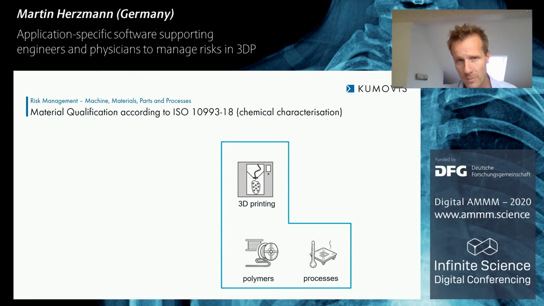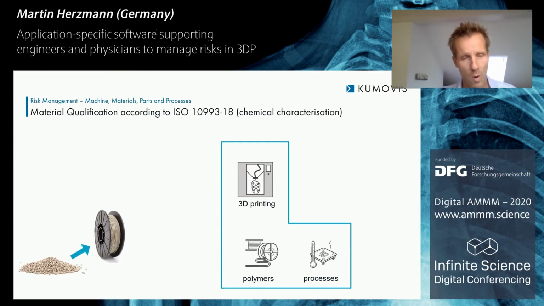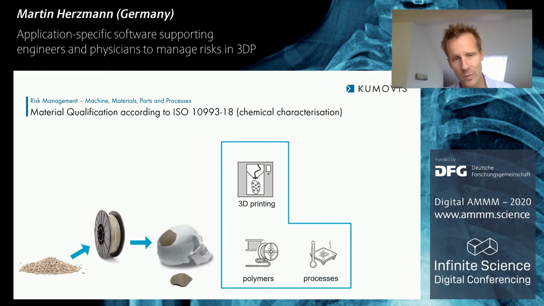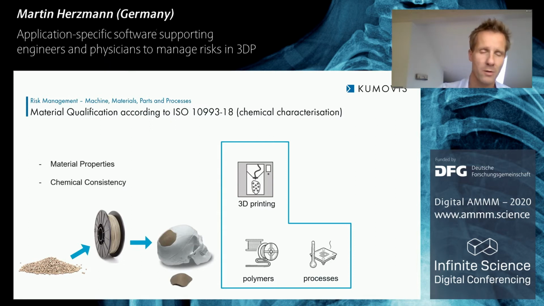And looking into the norms, the ISO norm 10993-18 talks about the chemical characterization, which means talking about medically released filaments. There are some in the market which can be bought commercially as filaments, but if you talk about specific filaments, you as a medical device provider, let it be the hospital or let it be a medical device company, must be able to prove that the chemical characterization coming from the raw material into the filament and finally into a medical device has the same material properties, has the same chemical consistency, etc.